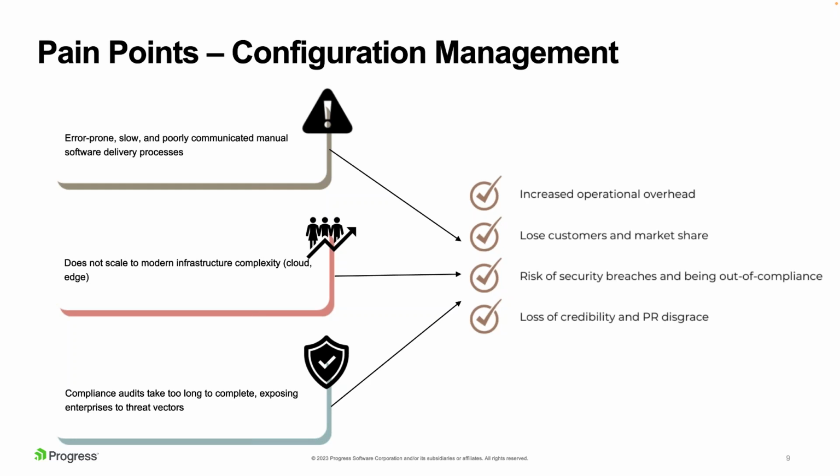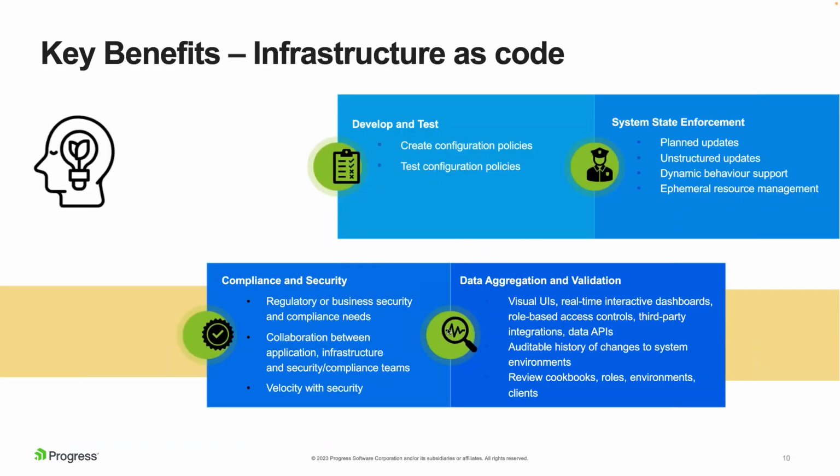And all of these pain points lead to increased operational overhead that results in losing a lot of customers, and that in turn is lost revenue. And it also opens up a lot of threat vectors that can attack your ecosystem, that is the risk of security breaches and the risk of being out of compliance, and finally loss of credibility as a result of not handling configurations in a secure and compliant way.